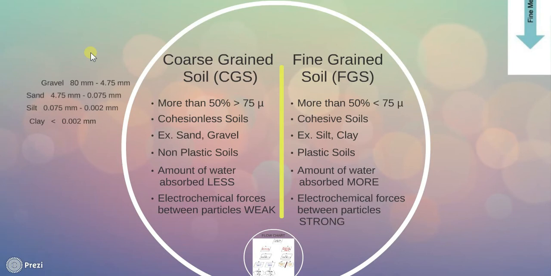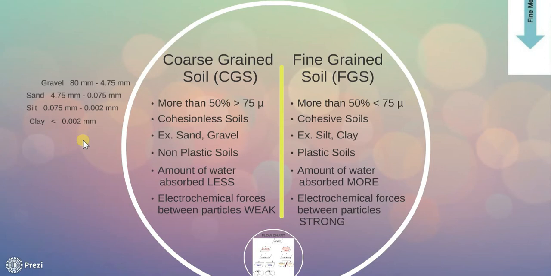From previous lectures, we do remember that if a particle is of size 80 mm to 4.75 mm, it is known as gravel. If the particle size is in between 0.075 to 4.75 mm, it is sand. If the particle size is in between 0.05 mm to 0.002 mm, it is silt. And if the particle size is lesser than 0.002 mm, it is known as clay. It was given according to Indian standard.